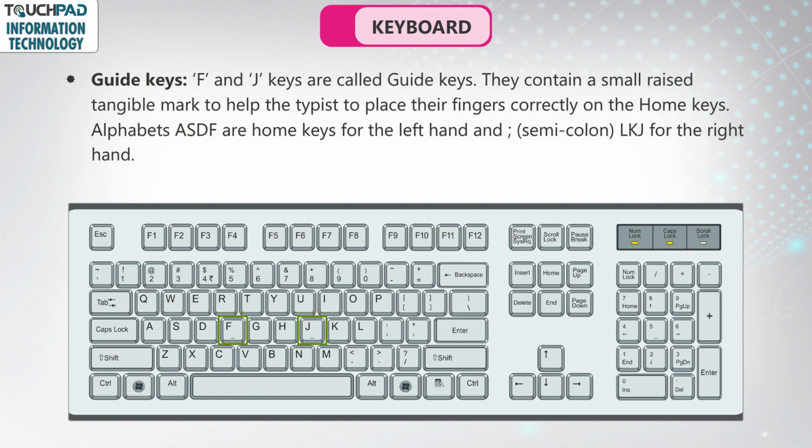Guide keys. F and J keys are called guide keys. They contain a small raised tangible mark to help the typist to place their fingers correctly on the home keys. Alphabets A, S, D, F are home keys for the left hand and J, K, L, semicolon for the right hand.